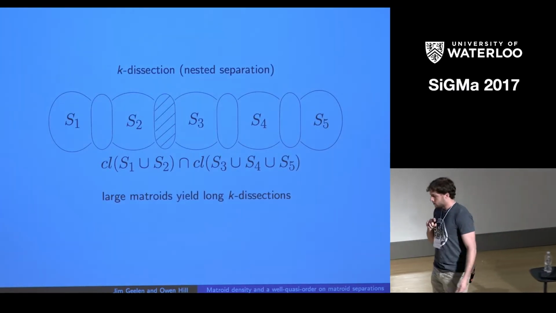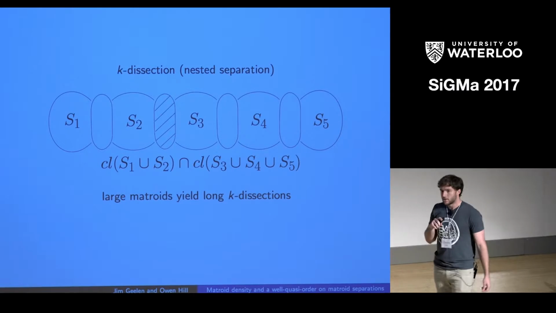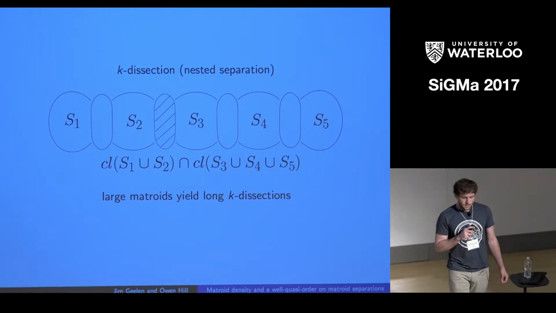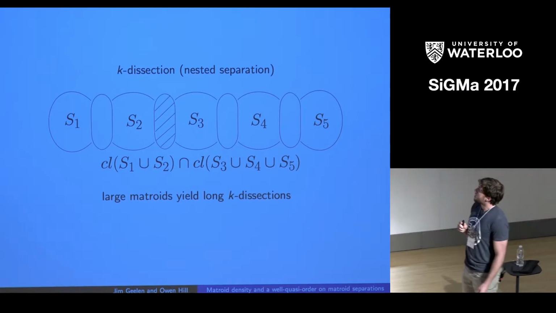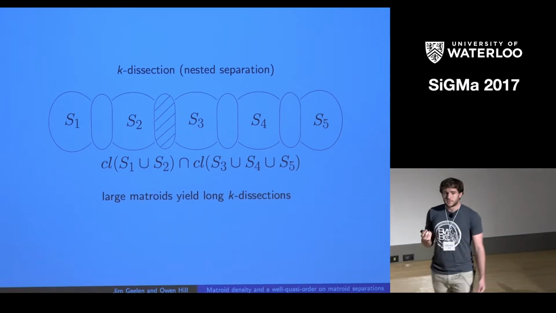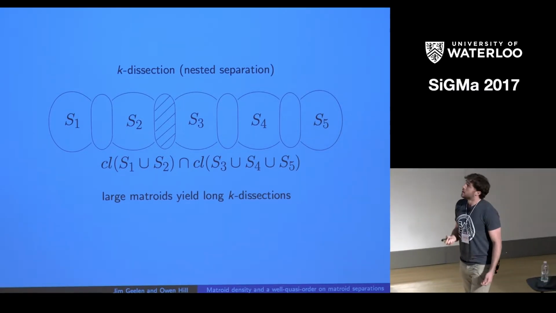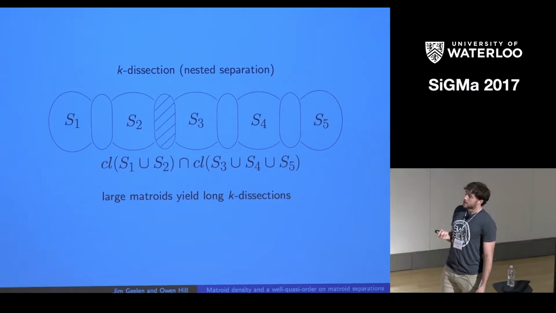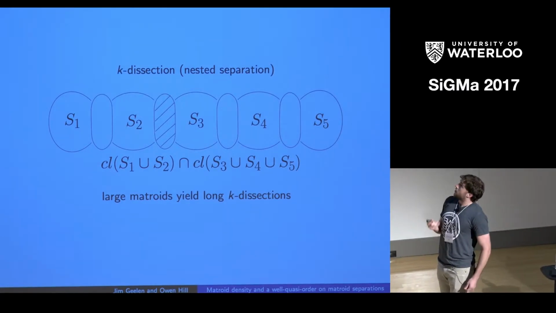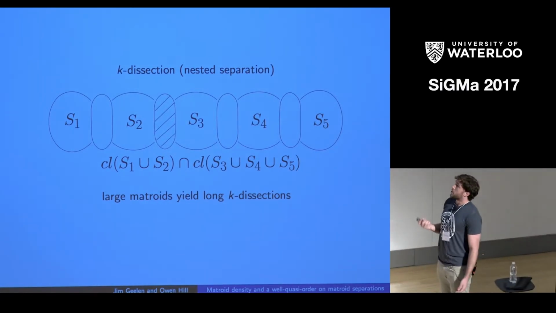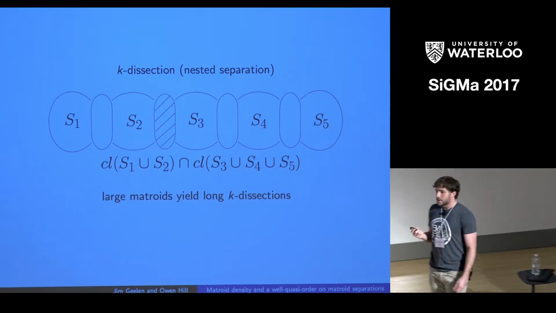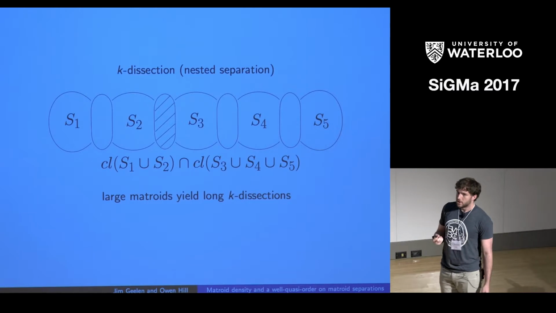So you might ask, how does this well-quasi-order help us to see that we have this periodic behavior exhibited in extremal functions of our class? To tell you that, first I need to introduce the main structure we use. The main structure that we use is called a k-dissection. That was touched on yesterday by Cynthia in her talk. It's an ordered partition of the ground set of a matroid, which gives us a sequence of nested separations of our matroid.